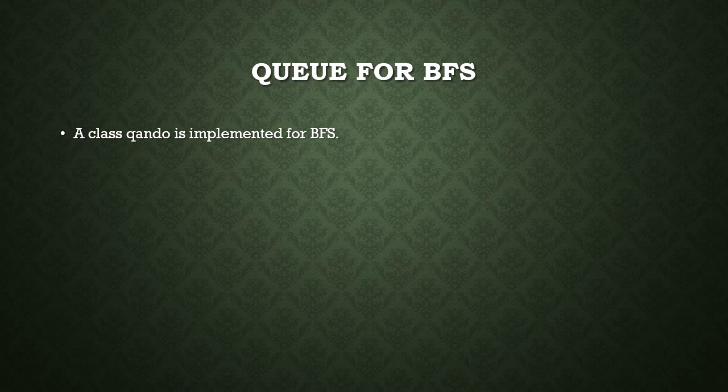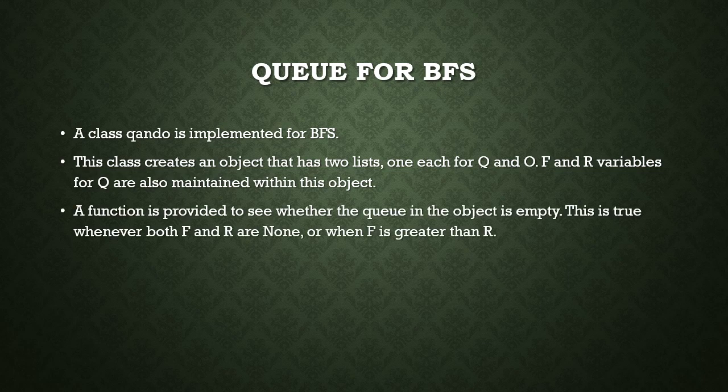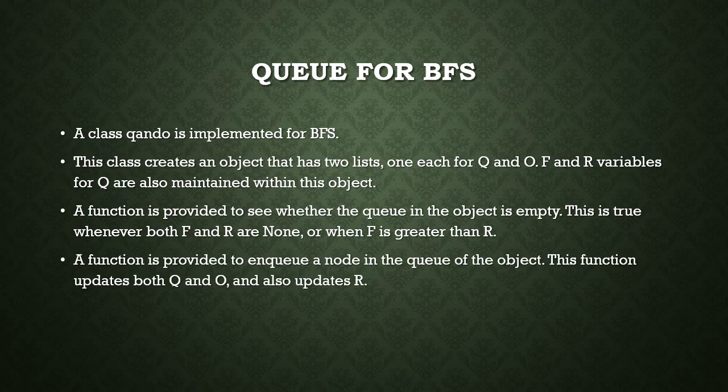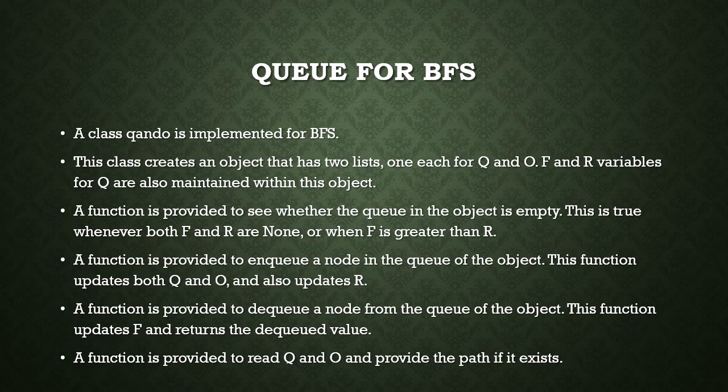Q for BFS. A class Q and O is implemented for breadth first search. This class creates an object that has two lists, one each for Q and O. F and R variables for Q are also maintained within this object. A function is provided to see whether the queue in the object is empty. This is true whenever both F and R are None or when F is greater than R. A function is provided to enqueue a node in the queue of the object. This function updates both Q and O and also updates R. A function is provided to dequeue a node from the queue of the object. This function updates F and returns the dequeued value. A function is provided to read Q and O and provide the path if it exists.